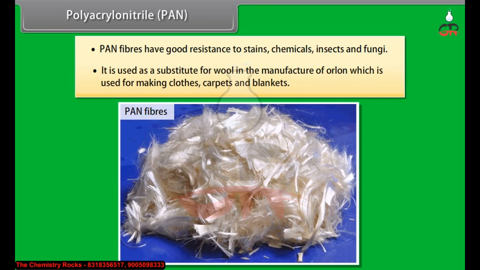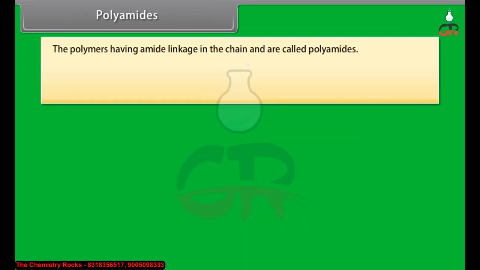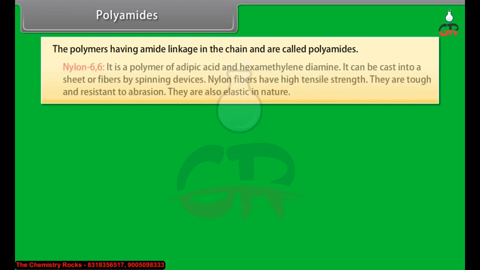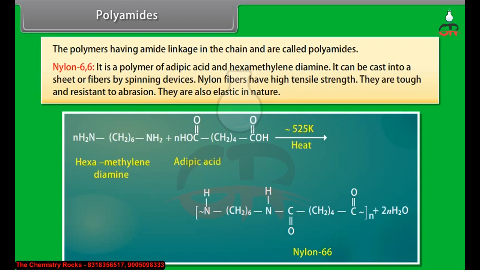and blankets. Polyamides. The polymers having amide linkage in the chain are called polyamides. Nylon 66. It is a polymer of adipic acid and hexamethylenediamine. It can be cast into a sheet or fibers by spinning devices.